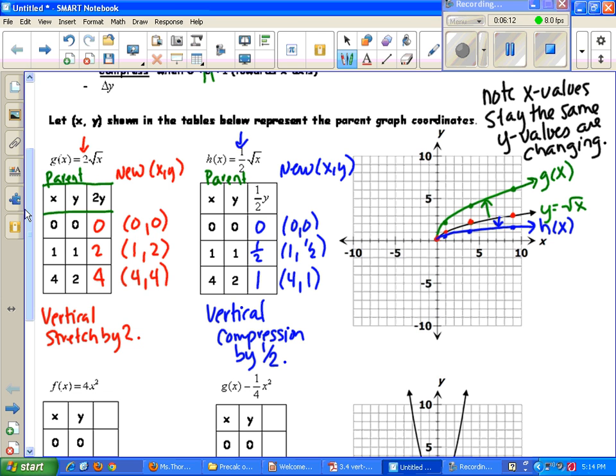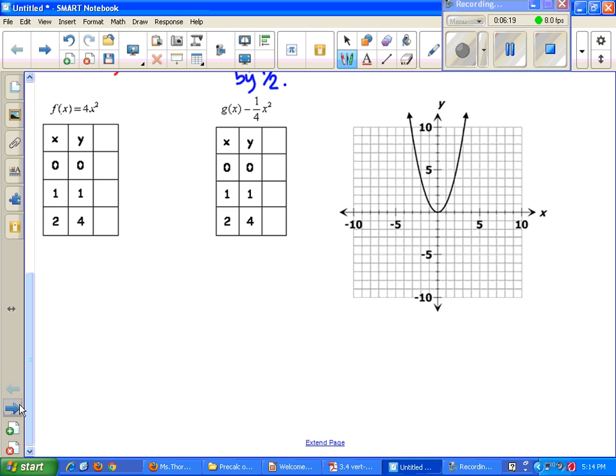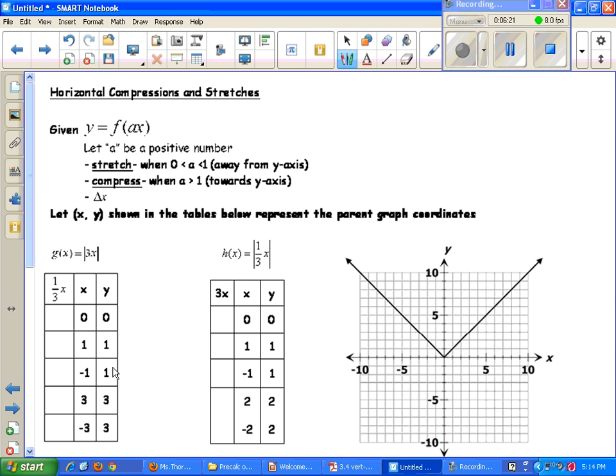All right, so let's go ahead and take a look at the next graph, and we'll do that one in class. So we're going to go to the next page and look at horizontal compressions and stretches. The difference is that now, for the function y equals f of ax, notice that a is attached to our x. Since it's attached to our x, that tells me I have a horizontal compression or stretch, depending on what the a value is equal to.